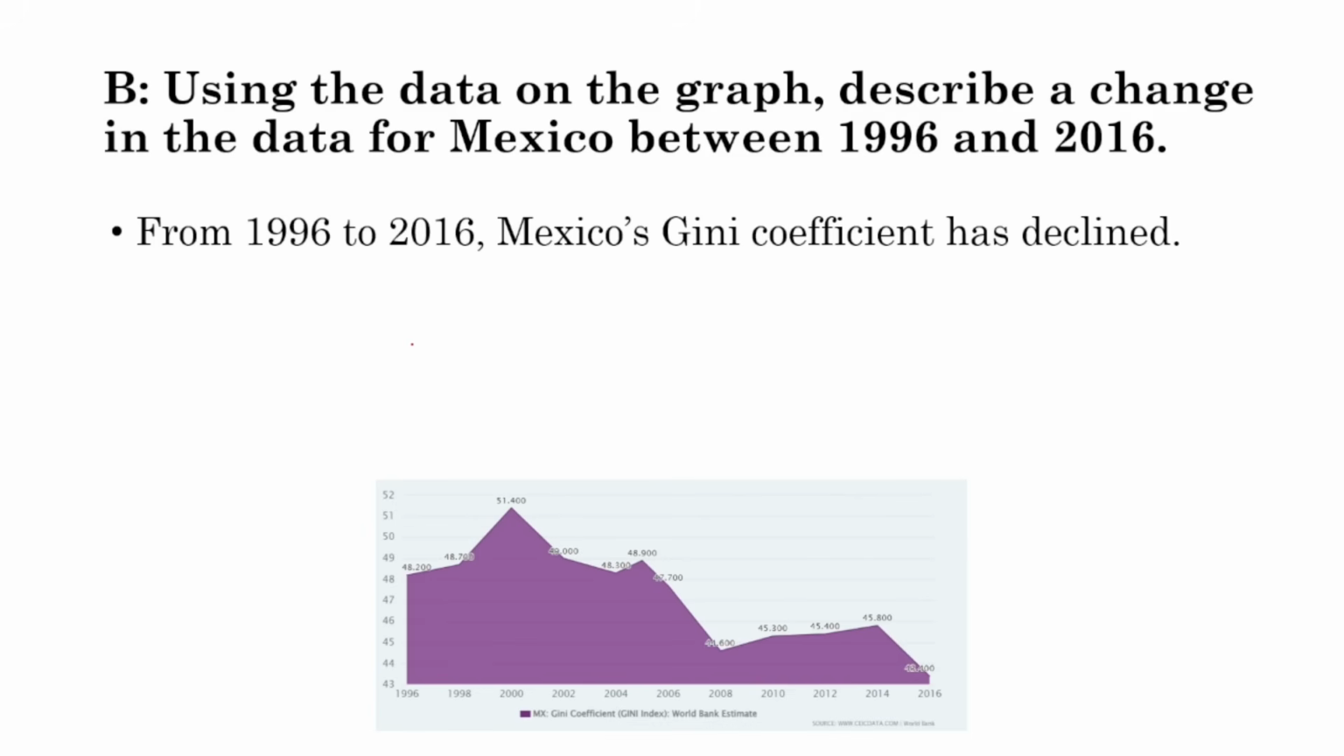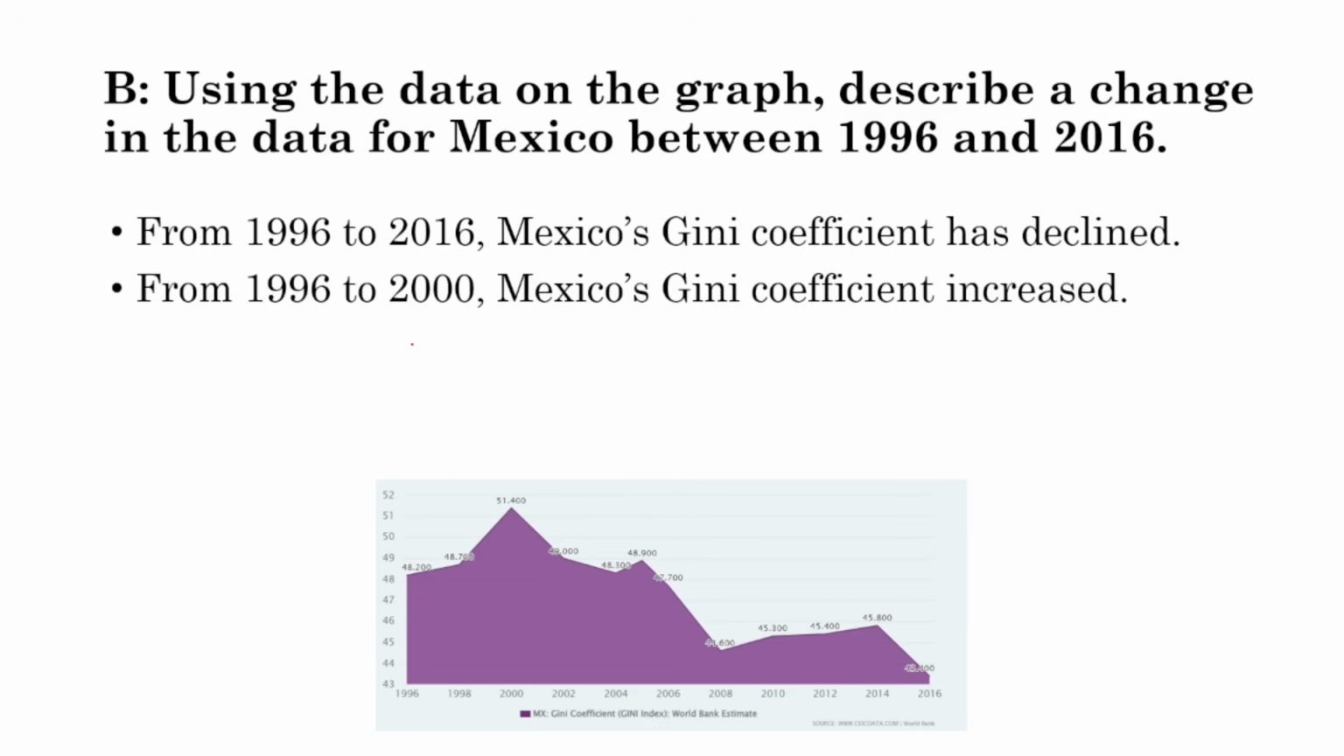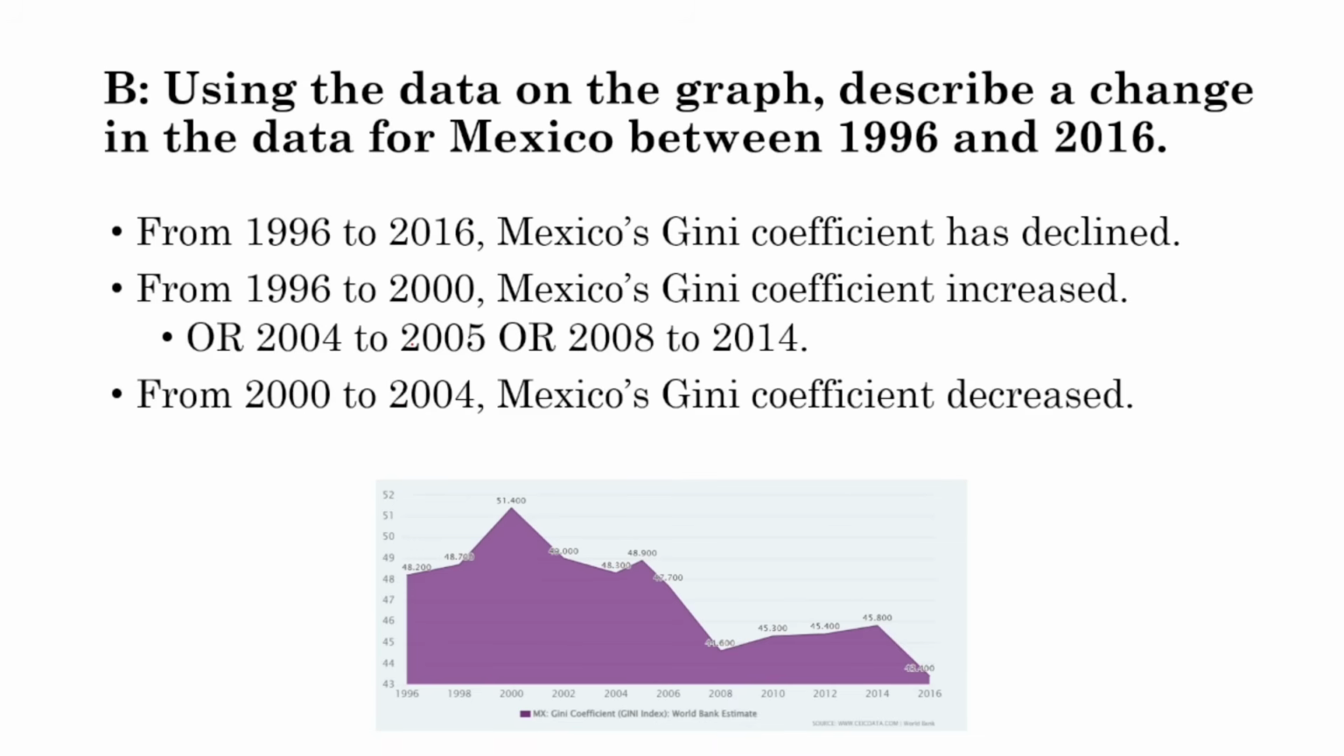You could have given the range as well. I don't think you would have calculated the slope. That's probably a little too much for you, and I don't suggest doing a lot of math on the AP exam, or really any math for that matter. You could have also just given a more specific trend. So, for example, from 1996 to 2000, the Gini coefficient increased. We saw that trend as well from 2004 to 2005, as well as 2008 to 2014. We could also say from 2000 to 2004, Mexico's Gini coefficient decreased. We also saw that trend in 2005 to 2008 or 2014 to 2016.